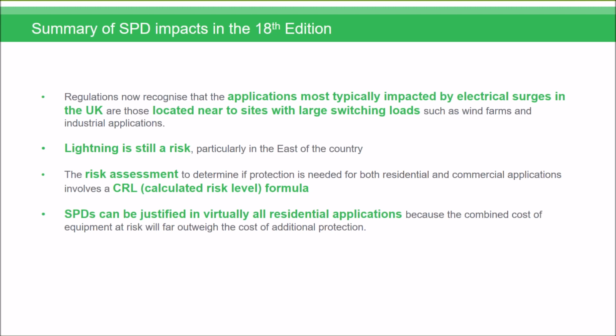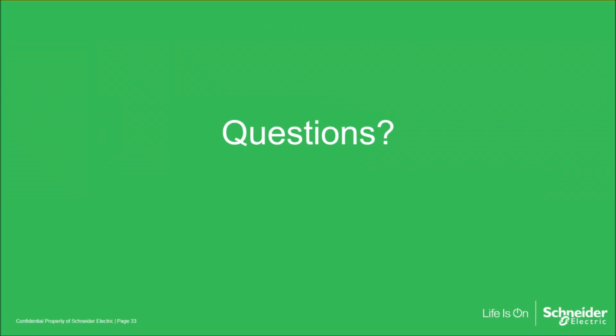The risk assessment to determine if the protection is needed for both residential and commercial applications involves the CRL calculated risk level formula, which we've just identified is a fairly difficult task to perform. So at that point we say, well, surge protection devices can be justified in virtually all applications because the combined cost of the equipment that's at risk will far outweigh the cost of the additional protection.